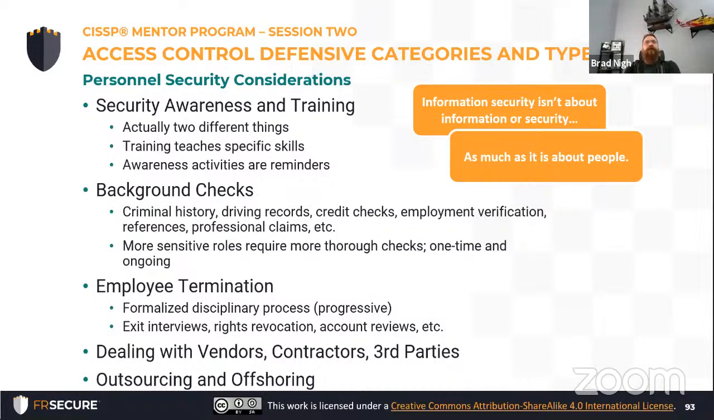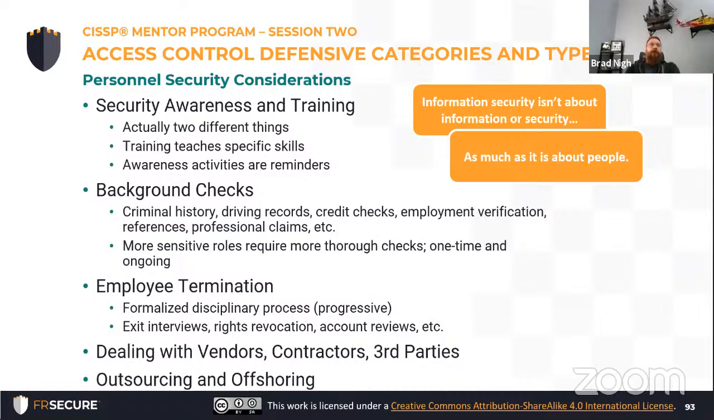But if you're hiring an accountant, is their driving record really important, or is their financial credit check, are they in a ton of debt, or would they be susceptible to blackmail, or getting paid off? Do they have a criminal history of doing that? So a lot more sensitive roles require more thorough checks, some one time, some ongoing. Just know the background check should be relevant and appropriate for the role.